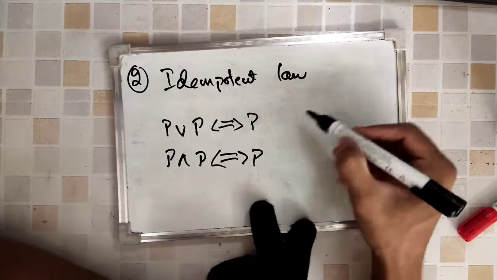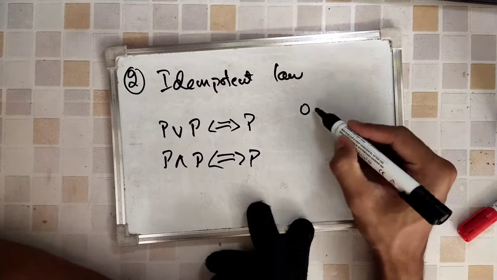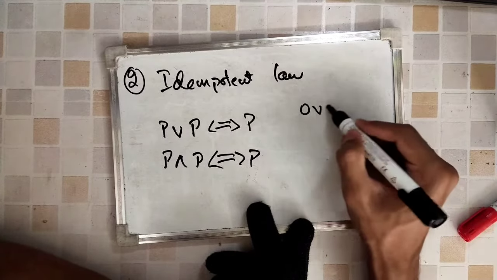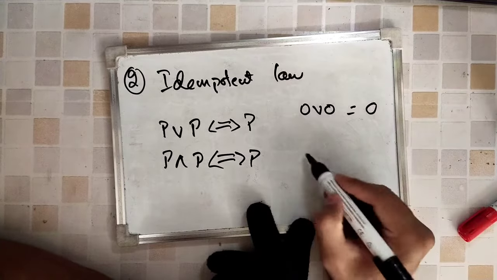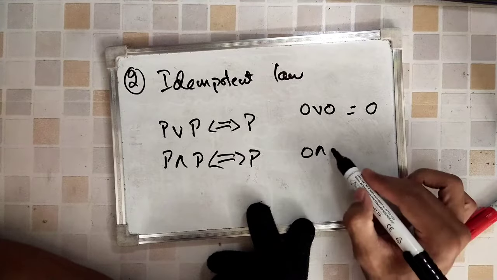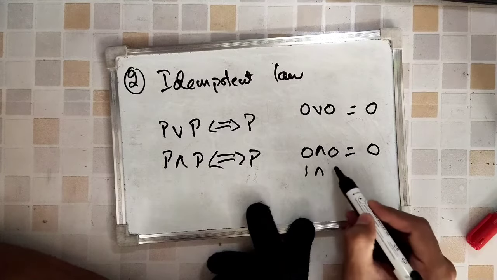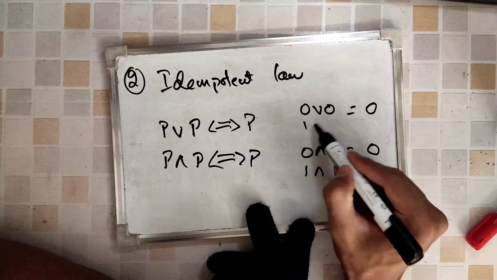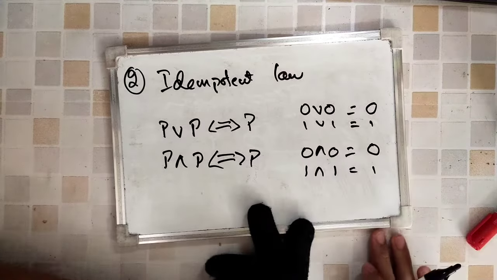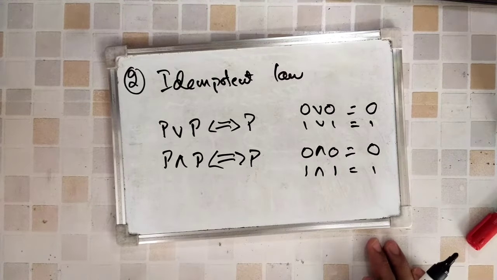How we get this is, just see here. Suppose p is 0, then 0 or 0 you will get 0 itself, and 0 and 0 also you will get 0. Suppose both are 1, then 1 and 1 is 1, and 1 or 1 is 1. Okay, so this is simple and very easy to understand.